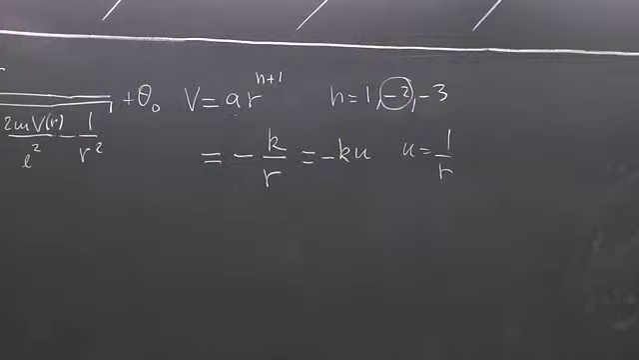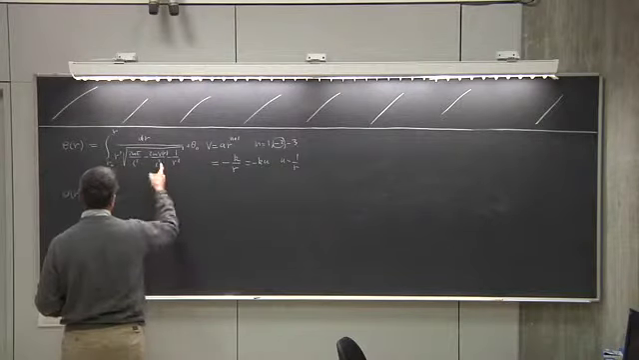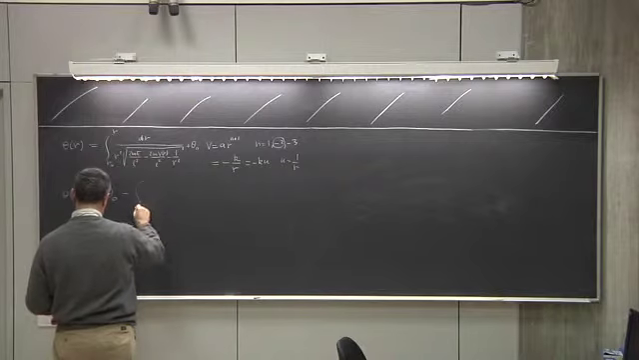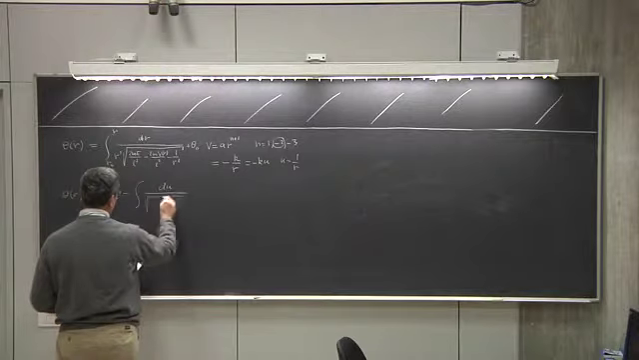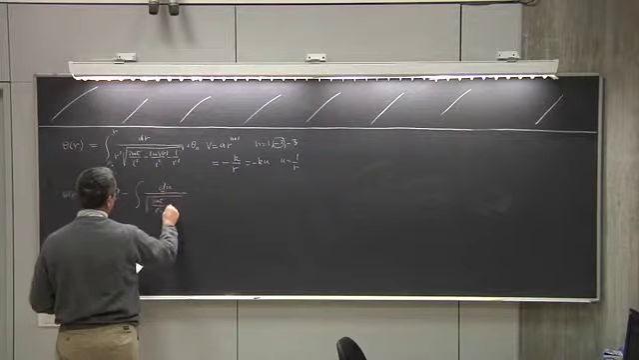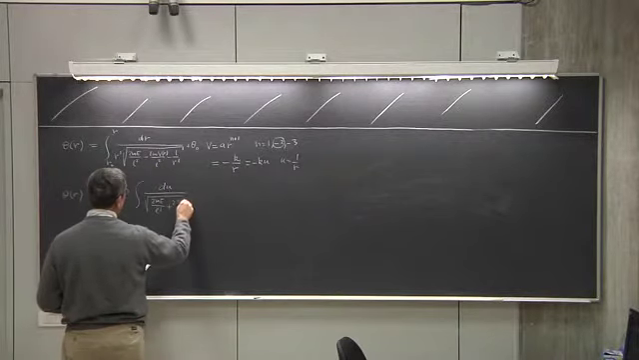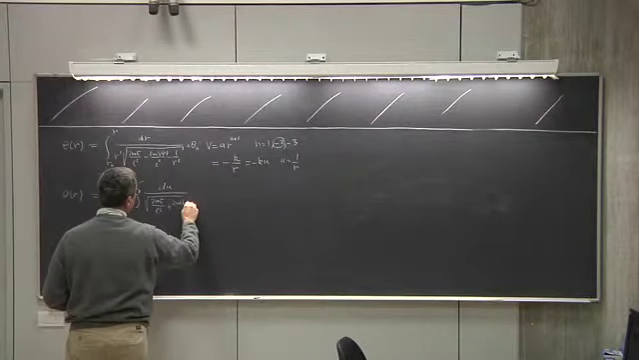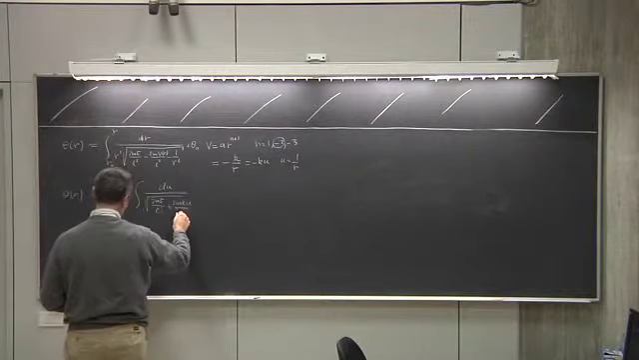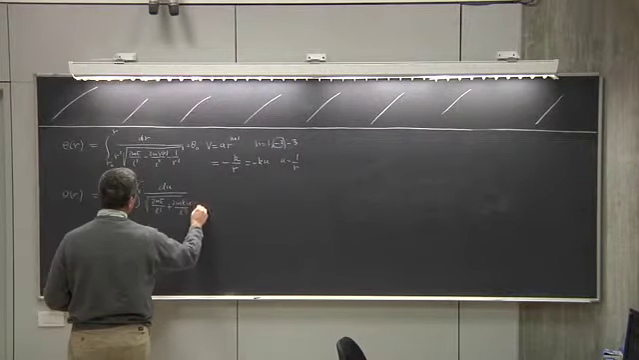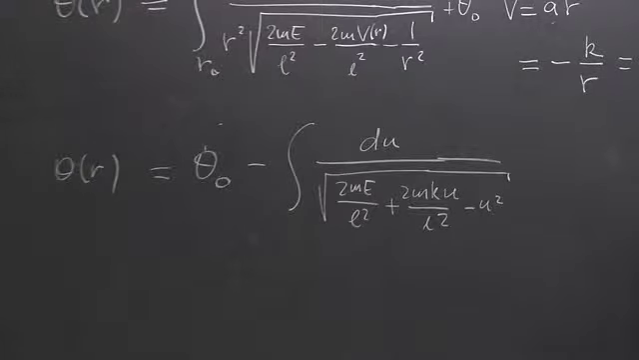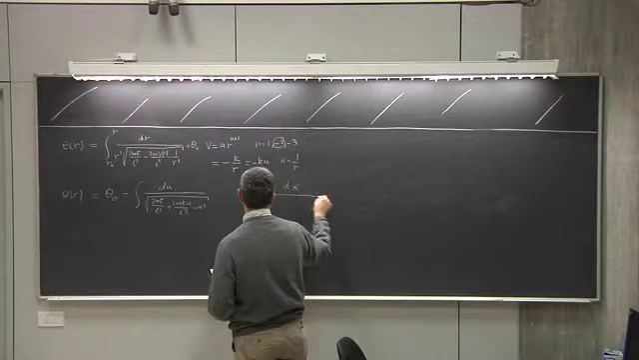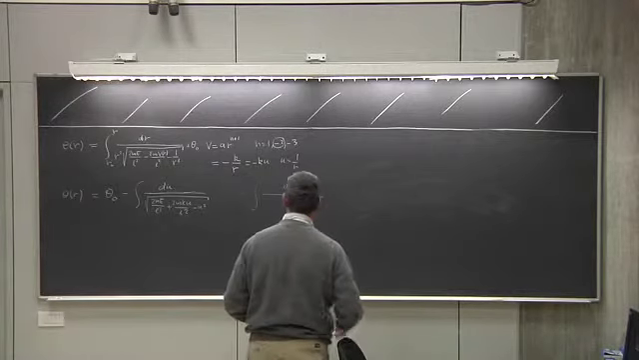Theta over r is this constant. Then I get the switch of sign because of the change in the integration variable, du, and you see I can write it now: 2mE over L squared, now this becomes plus 2mk, right, u over L squared, minus u squared. So now you see this integral is in the form that you find in the tables of integrals.